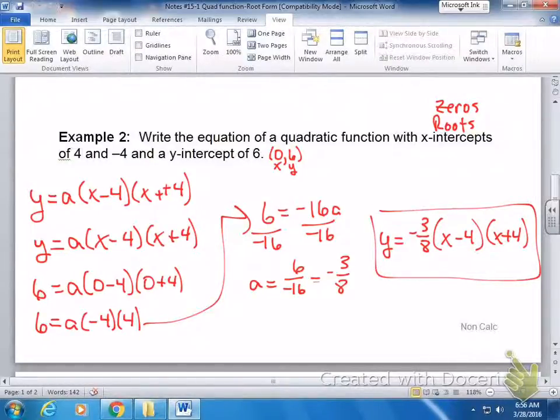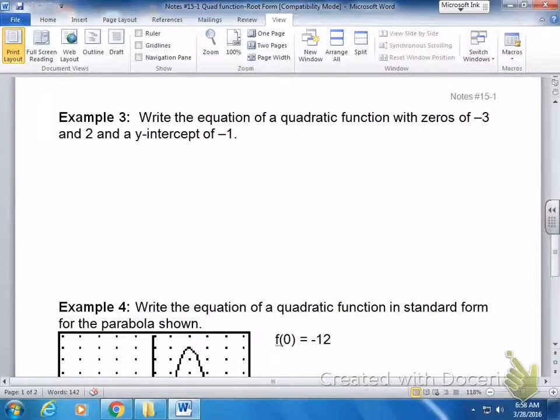You can see the process is the same. It's not going to get any trickier. Let's go ahead and look at another one. You might try it by yourself first. It's the same question. Write the equation of a quadratic function with zeros of negative 3 and 2 and a y-intercept of negative 1. So hopefully you tried this one out yourself.